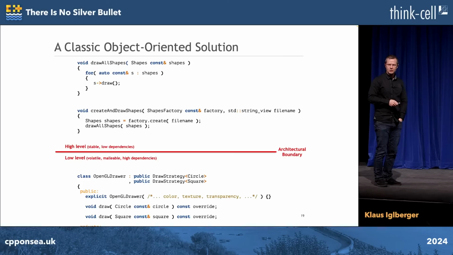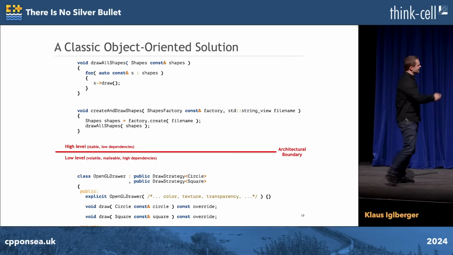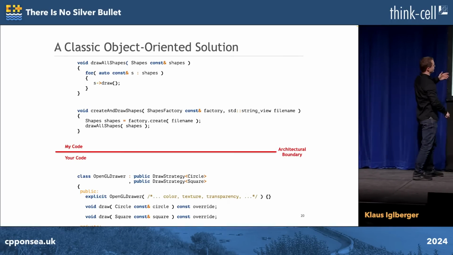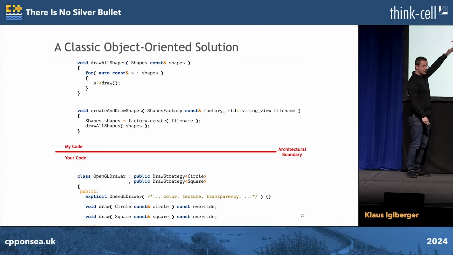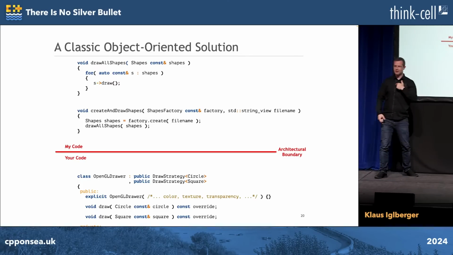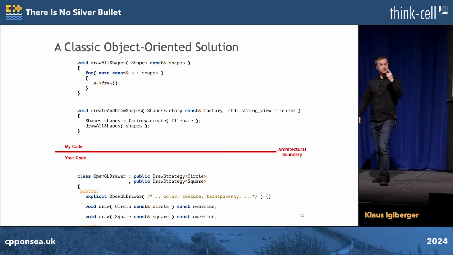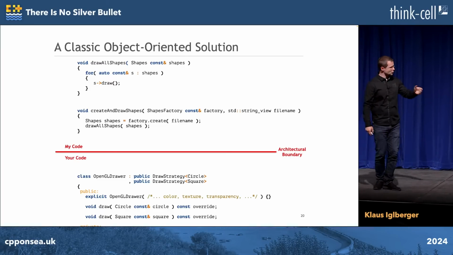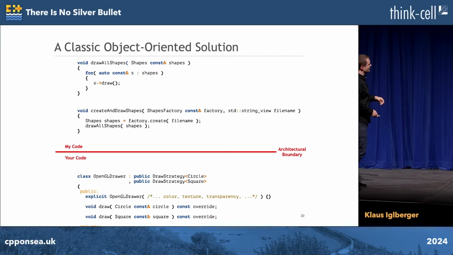Okay, and now you look a little confused. Okay, let's just call it your code and my code. That's simpler. So above the line is my code, below the line is your code, meaning I don't care about the details, but you care about the details. Good. So we can separate concerns.